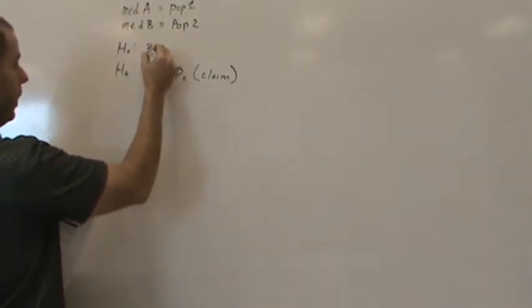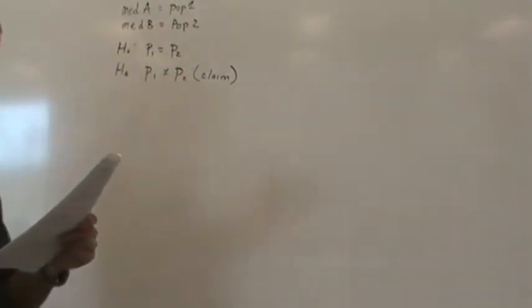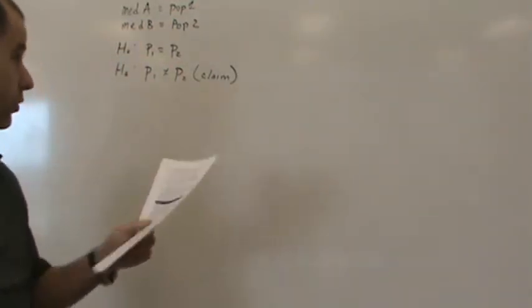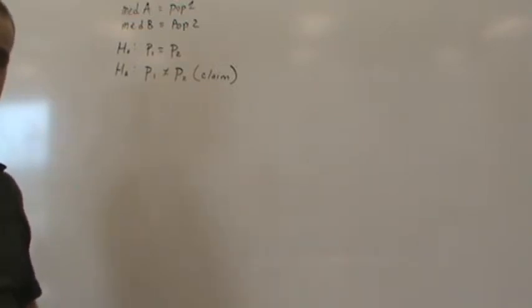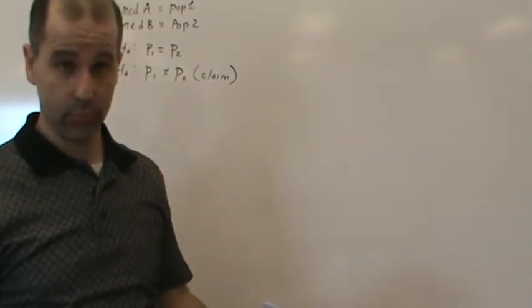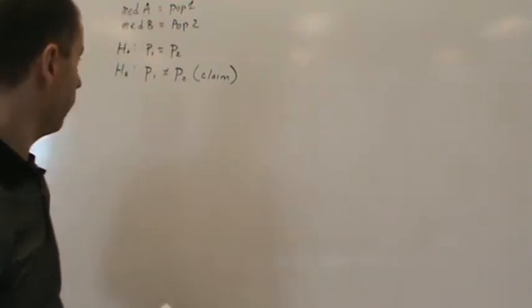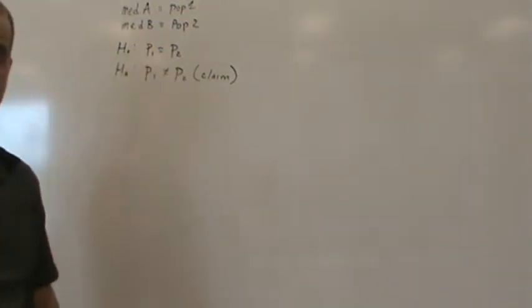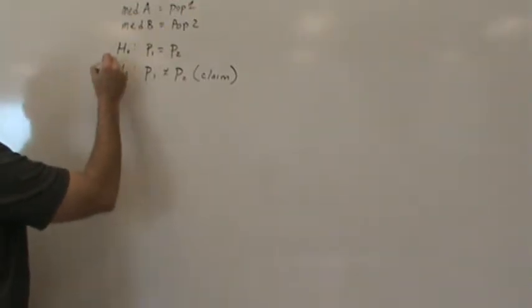Versus P1 is equal to P2, right? That there is no difference. But the claim is that there is a difference. So that's not equals. We don't care which one's different. They're not making a claim about medication A is better than medication B or medication B is better than medication A. All they're saying is, well, we believe that there's a difference between the medications. So that's why it's not equals, versus the null, which definitely has to be equals. Now, this is a two-tailed test.